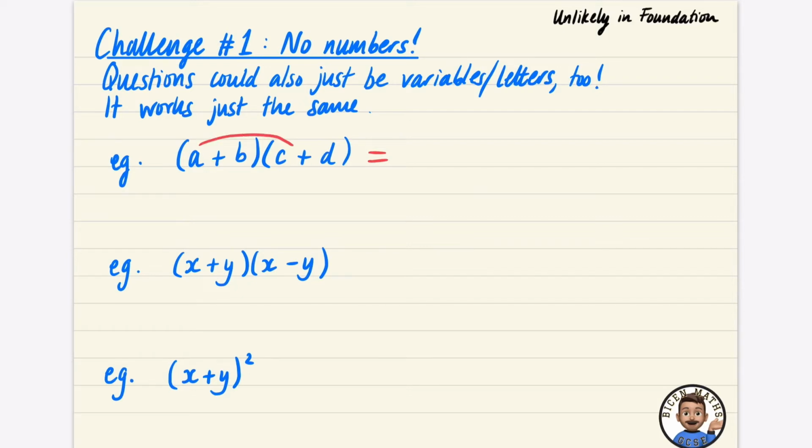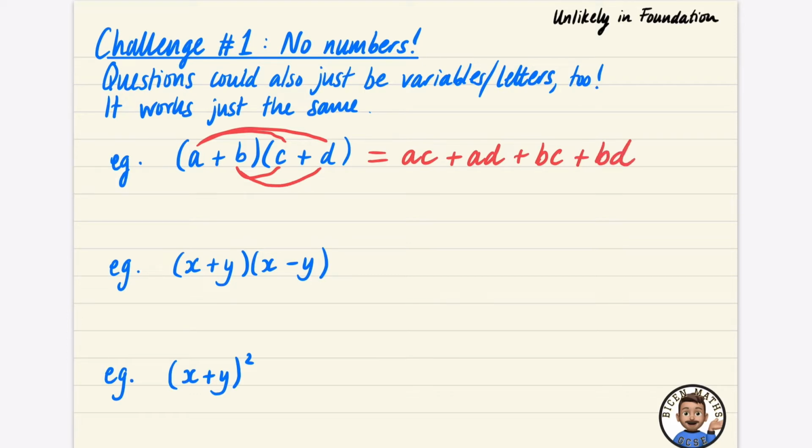So I'm going to do A times C to begin with. A multiplied by C, we just write AC. And then I'm going to do A multiplied by D, which is going to be a positive AD. I have positive B times C. That is just going to be BC, and then I have positive B times positive D, which is just positive BD.